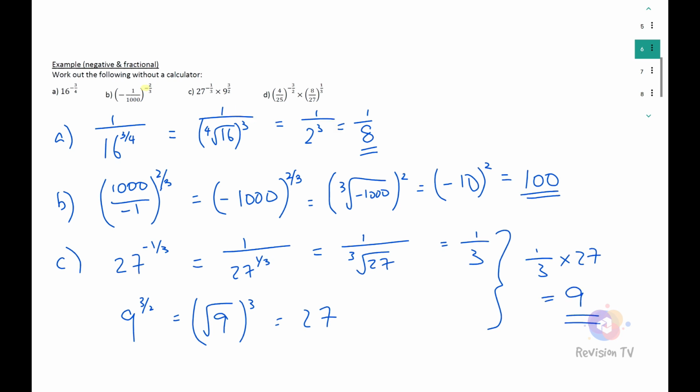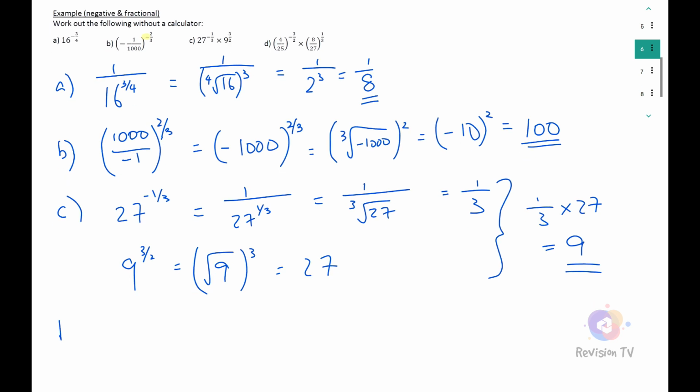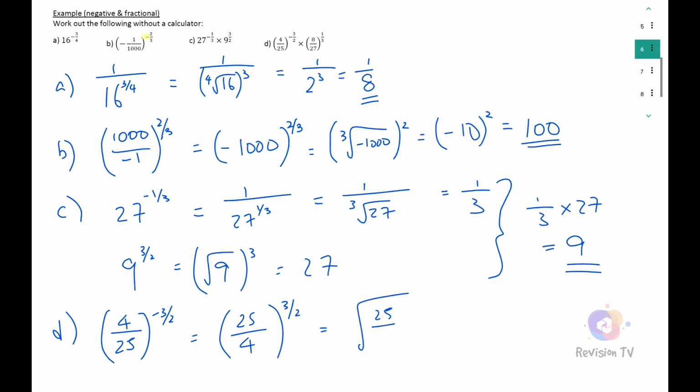D. We do the same thing: 4 over 25 to the power of negative 3 over 2. Let's deal with it one by one first. Negative power means we flip the fraction, 25 over 4 to the power of 3 over 2. So 3 over 2 means the square root of 25 over 4, and then cubed. Square root of 25 is 5, square root of 4 we know is 2. 5 over 2 cubed is 125 over 8.